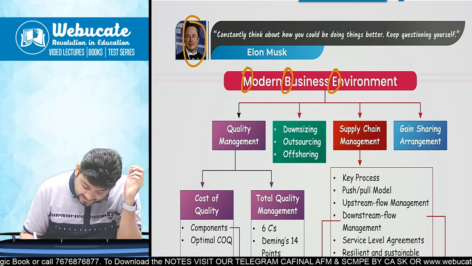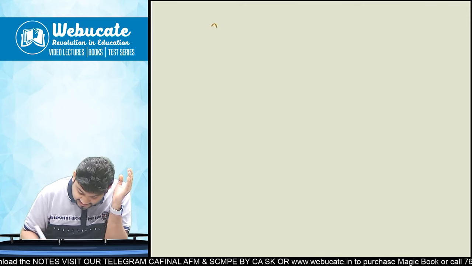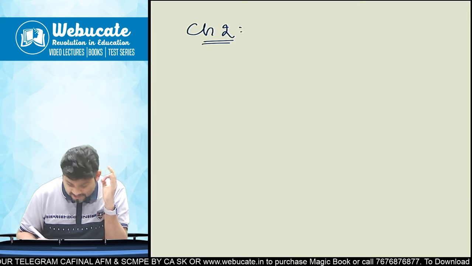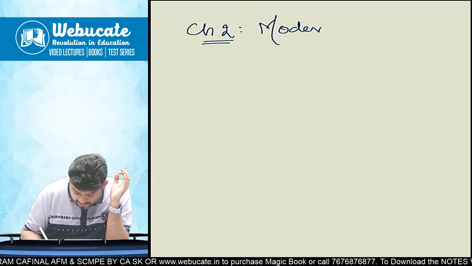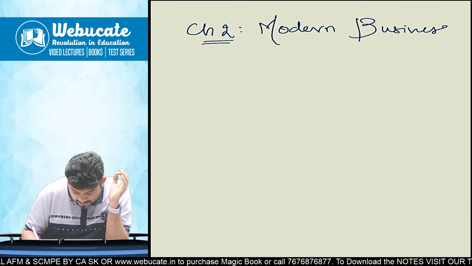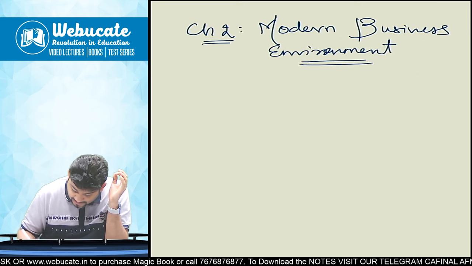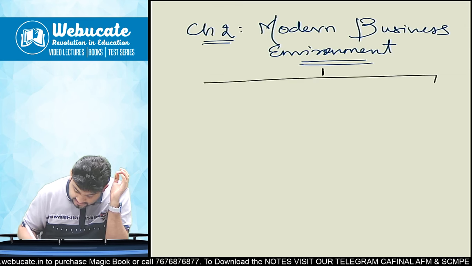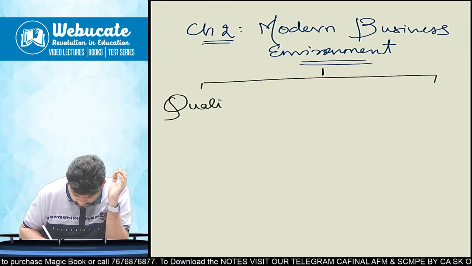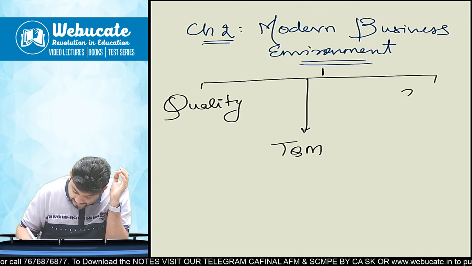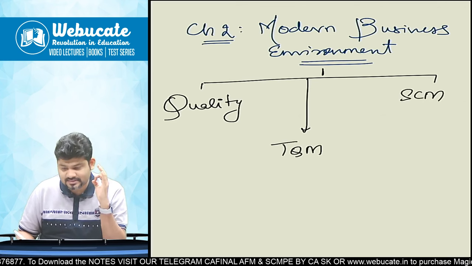Now, I am going to discuss everything in detail. So what is going to be my target for today? I'll tell you that first up. This chapter basically has three major concepts. So I'll just write down the chapter, Modern Business Environment. And this chapter is divided into three parts. What are those three parts? One is called quality. The other is called TQM. And then we have something called SCM.